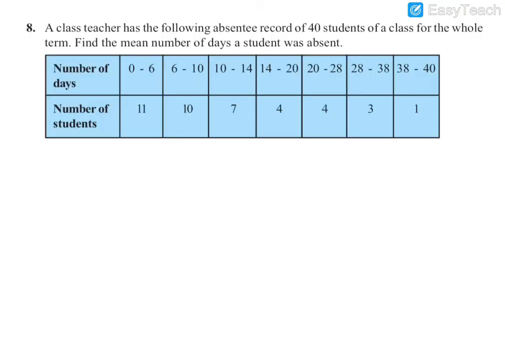Question number 8. A class teacher has the following absentee record of 40 students of a class for the whole term. Find the mean number of days a student was absent. Observe that in this data, the class size is not equal. The first class interval has class size 6, whereas the second class interval has class size 4. Third has size 4. The fourth class interval has size 6.